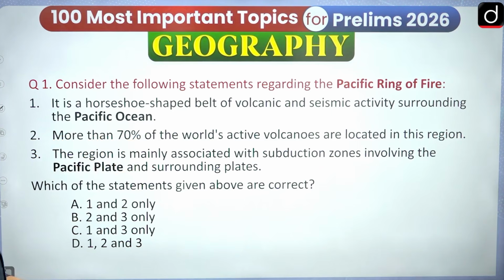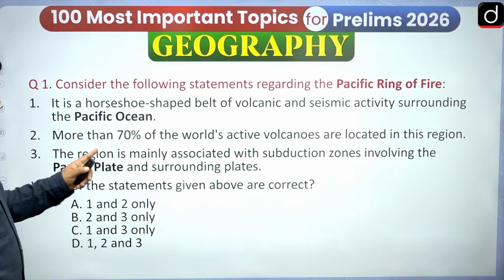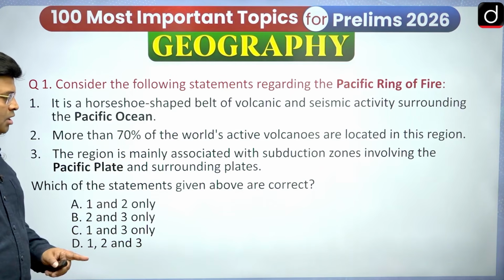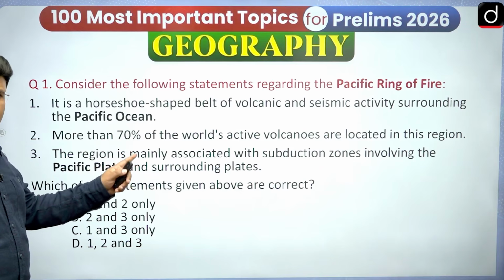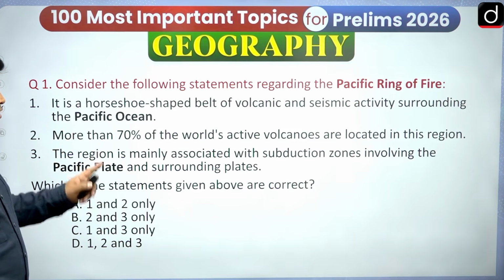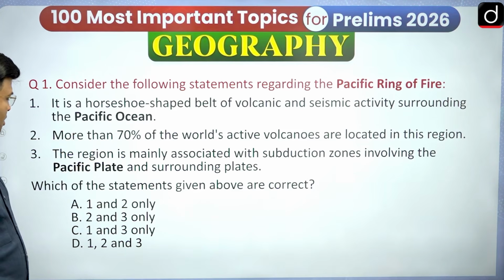I'll give the answer in the next episode. The third statement: the region is mainly associated with the subduction zone involving the Pacific plate and the surrounding plates. We have to say whether it is right or wrong, and I'll answer it in the next episode. So please answer these questions in the comment box.